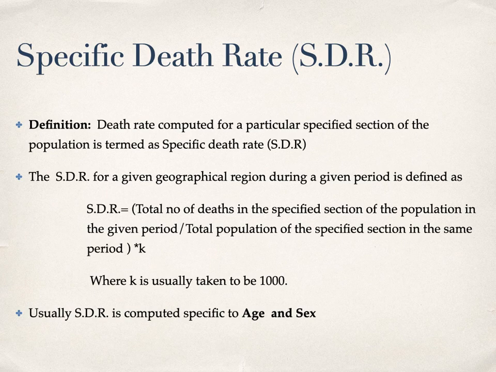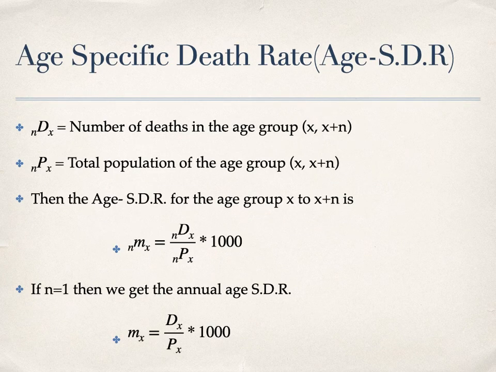Coming to the age specific death rate, we denote by nDx the number of deaths in the age group x to x+n. Suppose x is 5 and n takes the value 10. Then we consider the number of deaths in the age group 5 to 15. Similarly, we can take x to be 0, that is the infants 0 to 1, etc. Any values can be taken for x and n.